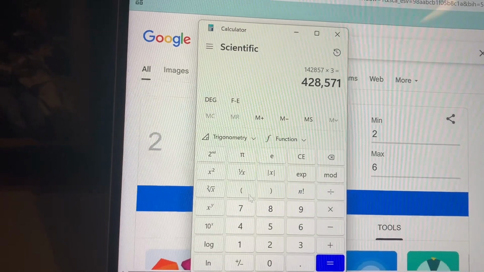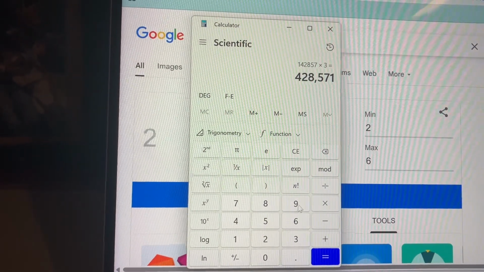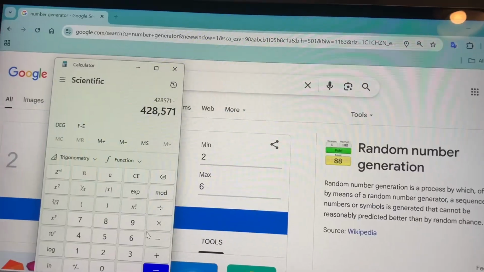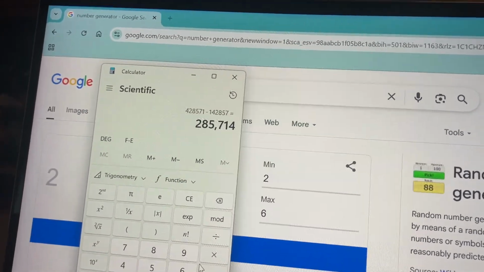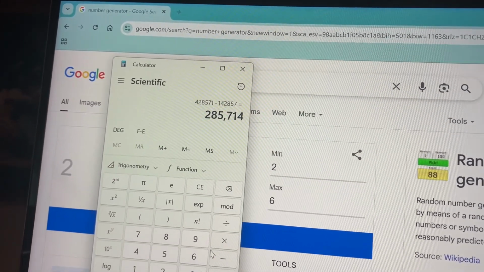That's 285,714. You know what I'll do? I'll just take away this amount. Yeah, you can also do that kind of a calculation. Because with that group of numbers, if you multiply 142,857 by any number between 2 and 6, then you get the same set of numbers going in the same pattern.